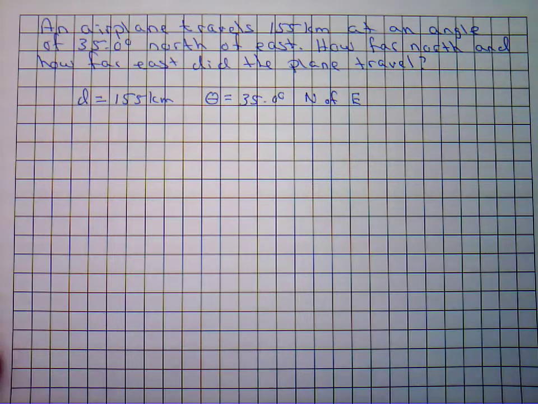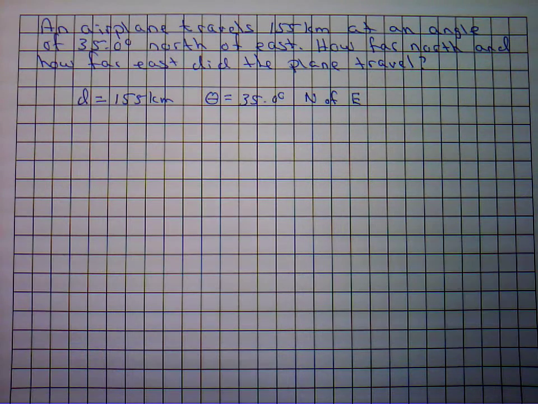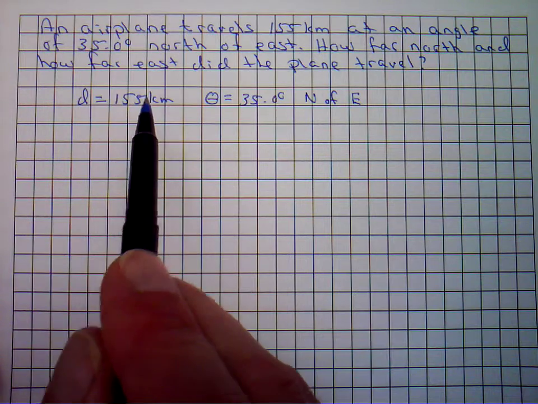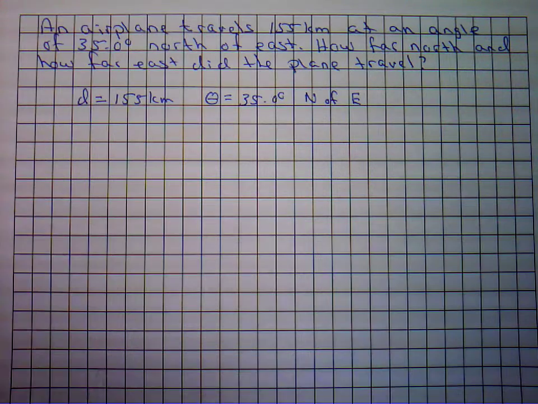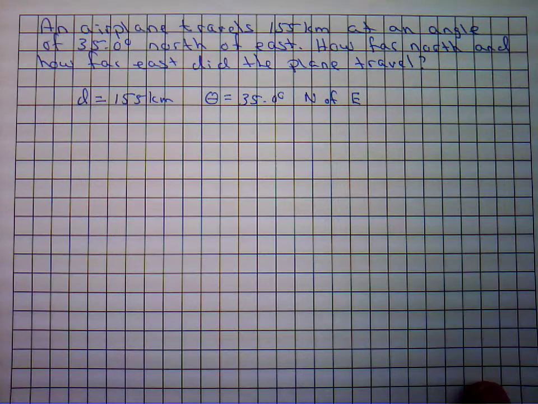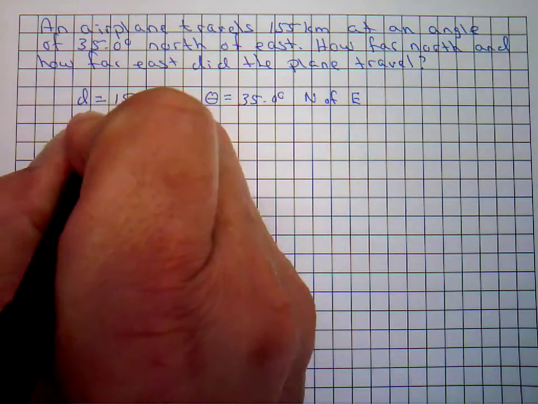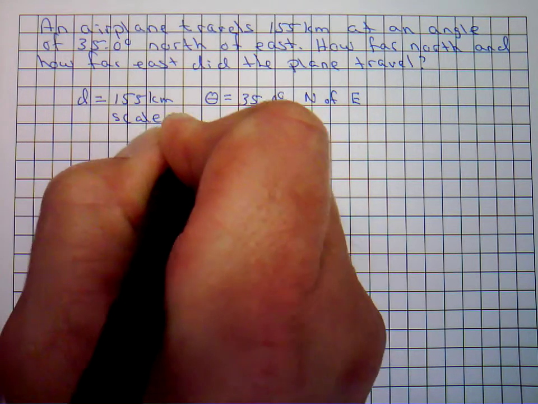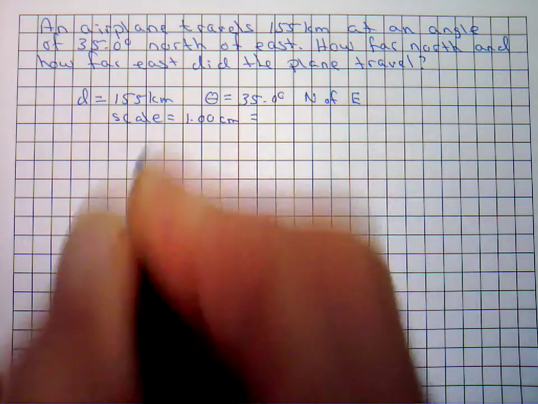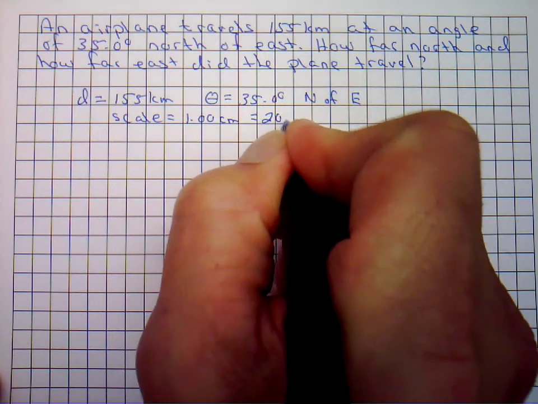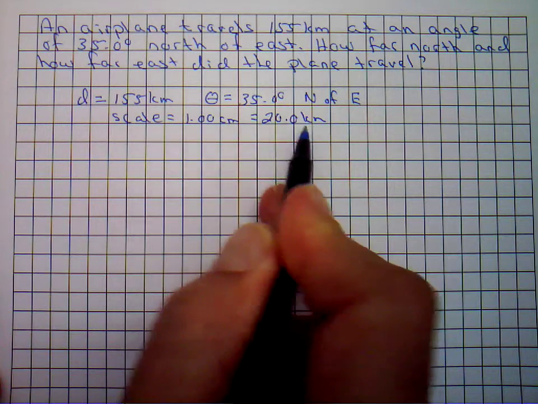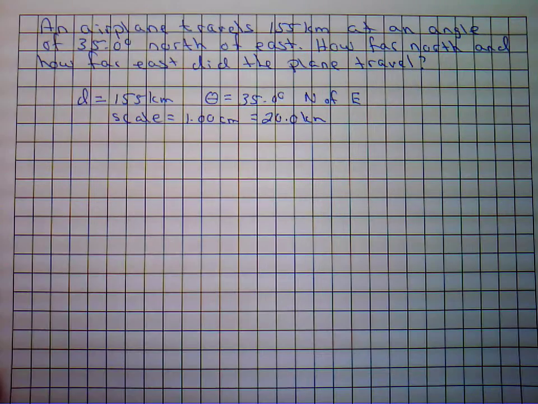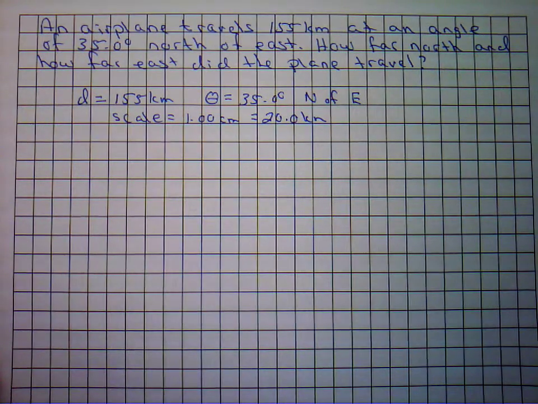The next thing we want to do is determine the scale that we want to use. We need a scale so that this 155 kilometers, which in reality we can't draw on paper, can be scaled down so we can draw a vector that fits on our paper and we can use appropriately. The scale that we're going to use is 1.00 centimeter is equivalent to 20.0 kilometers. So 1 centimeter is going to be equivalent to an actual distance of 20.0 kilometers on the surface of the Earth, or in reality.